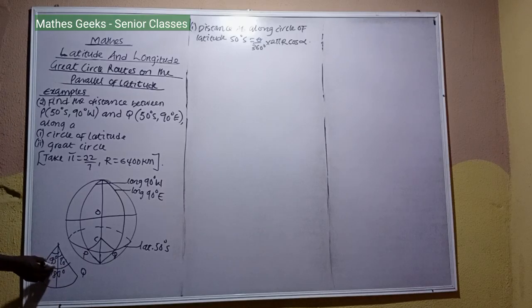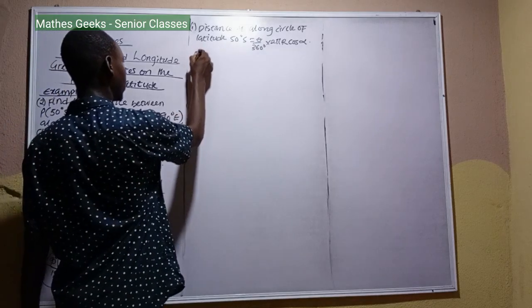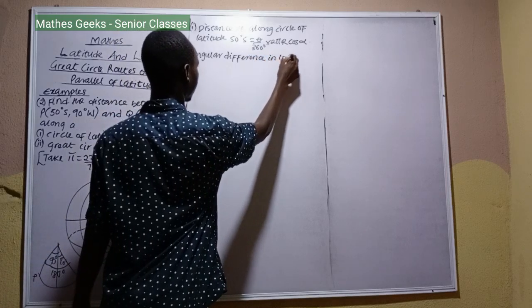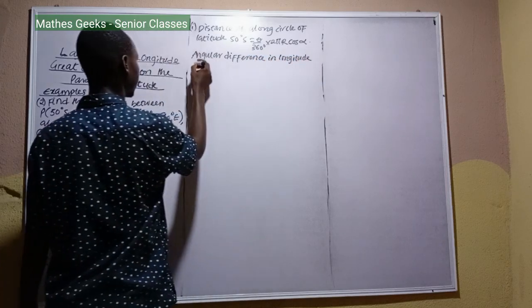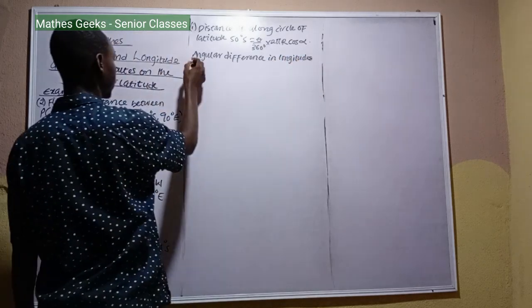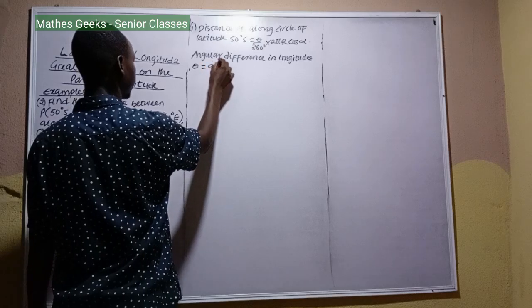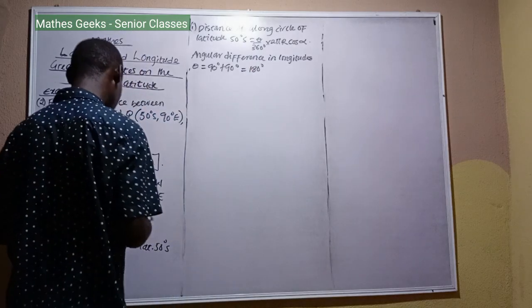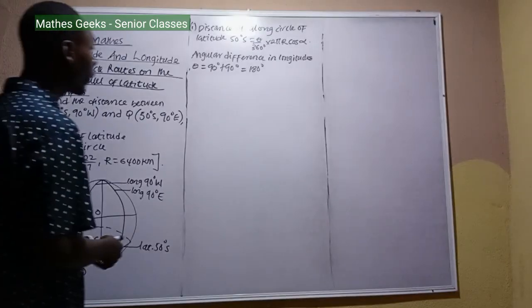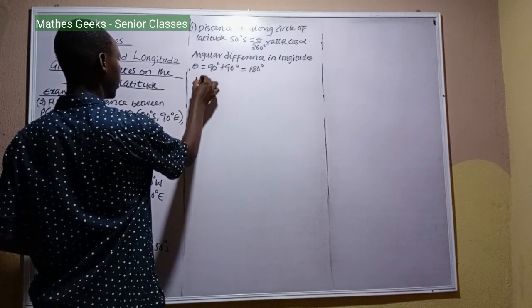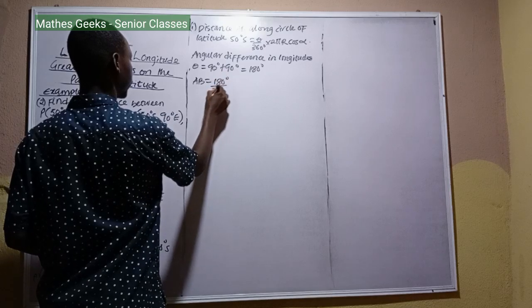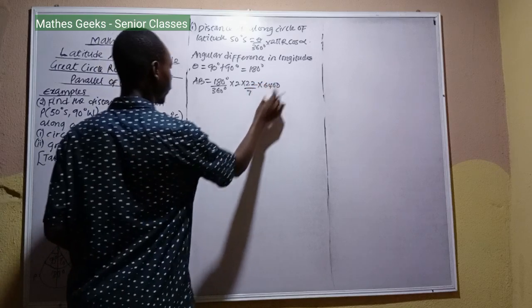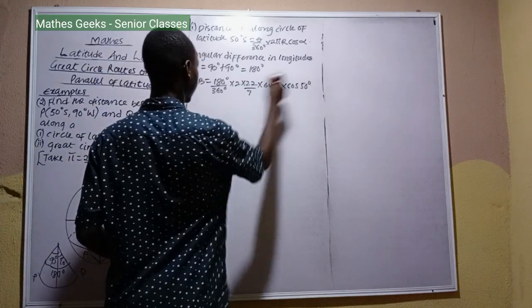The angular difference in longitude, theta, is 90 degrees plus 90 degrees, and that's equal to 180 degrees. Now that implies that distance AB is equal to 180 degrees over 360 degrees times 2 times 22 over 7 times 6,400 times cos 50 degrees.